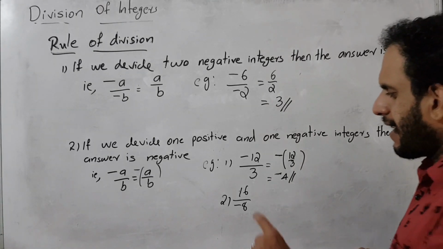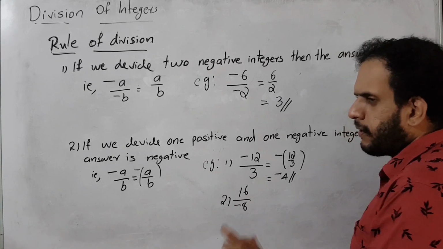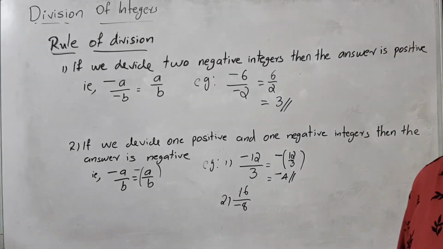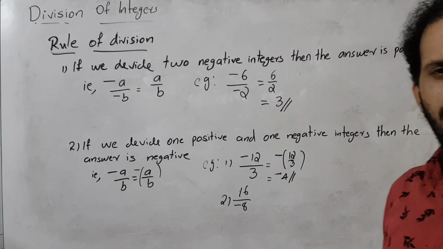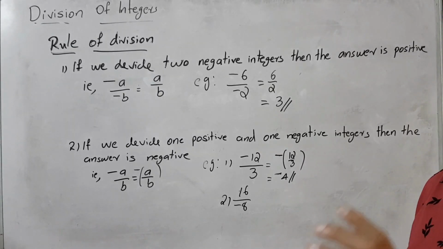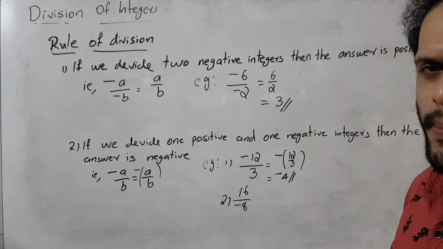But here the negative symbol is in the denominator, correct? Where is the negative? In the denominator. But in the case of division or a fraction, we do not put the negative symbol in the denominator.